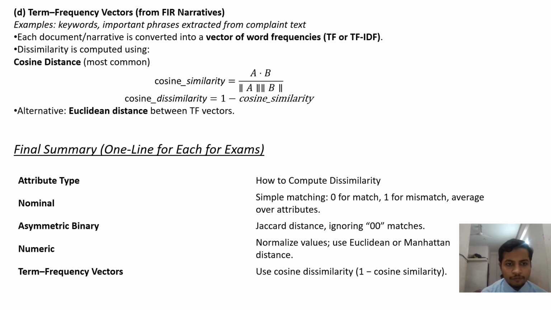Now the final summary, one line for each, for the exam. Attribute type and how to compute dissimilarity: nominal, simple matching, 0 for match, 1 for mismatch, average over attributes. Asymmetric binary, Jaccard distance, ignoring 0, 0 matches. Numeric, normalized values, use Euclidean or Manhattan distance. Term frequency vectors use cosine dissimilarity, 1 minus cosine similarity.